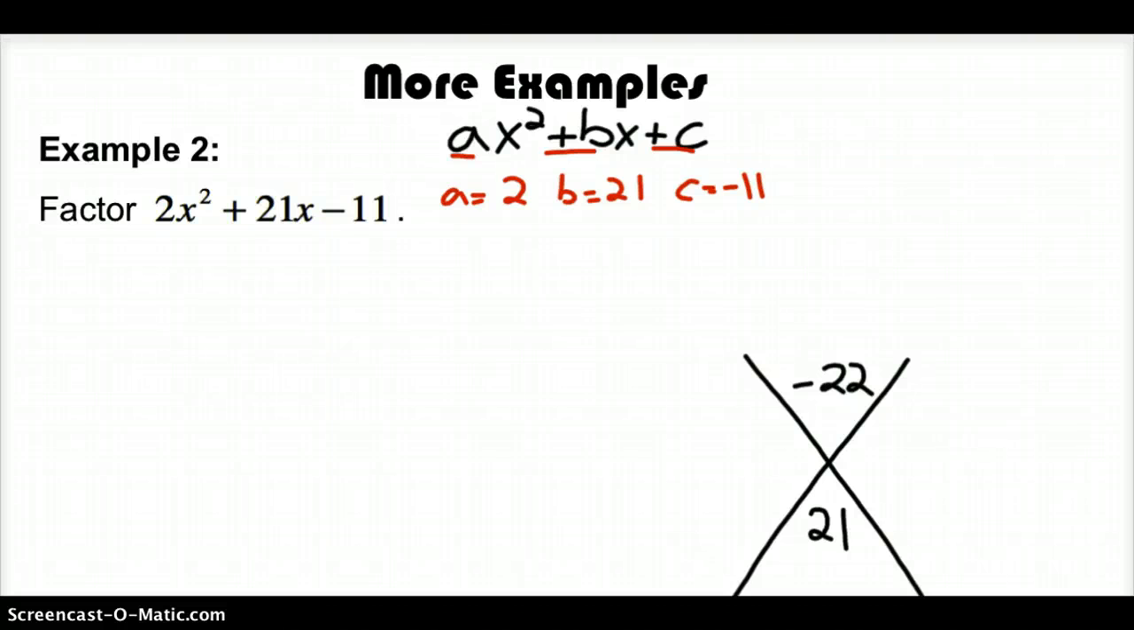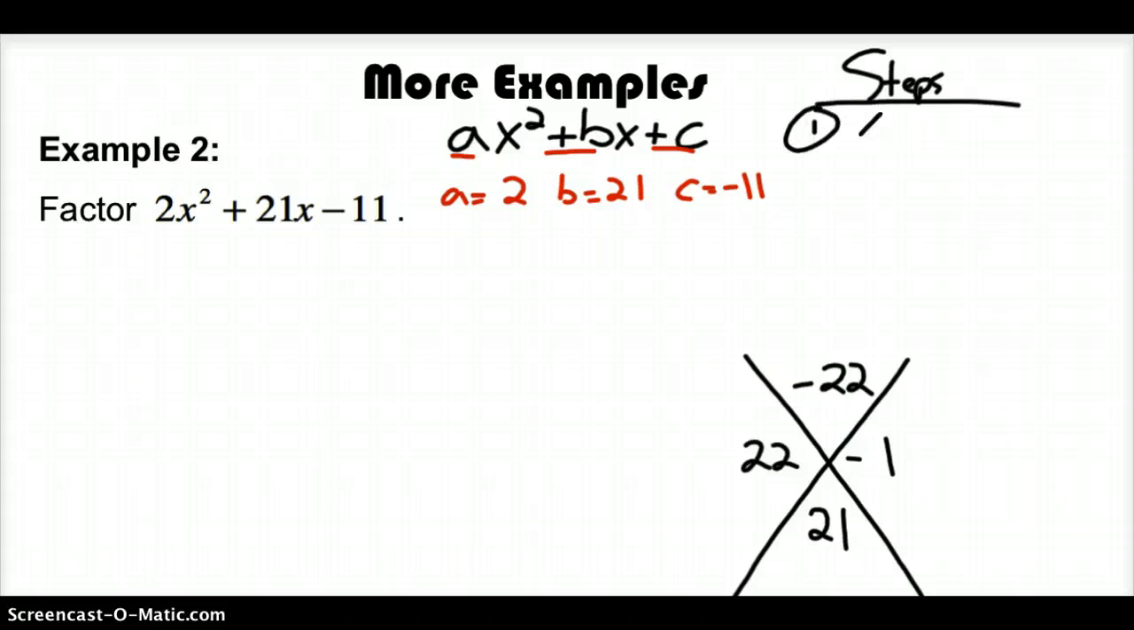Okay, so I think this is actually just going to be 22 and negative 1. Right, so I multiply those two numbers, I get negative 22. Add them together, I get 21. Okay, so again, my steps here, that was pretty simple. I did my X chart.